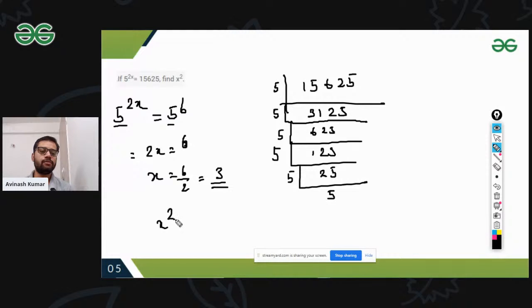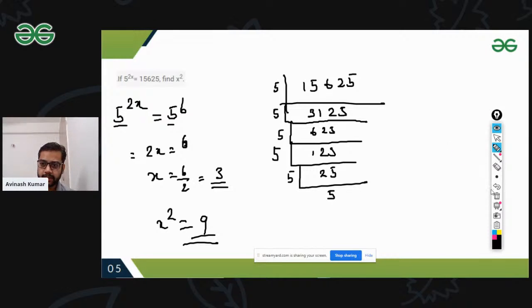So x square is equal to 9. I hope you guys can understand this value of 9. Just see the base and then find the question. Try to figure out the question by these. See the base actually.